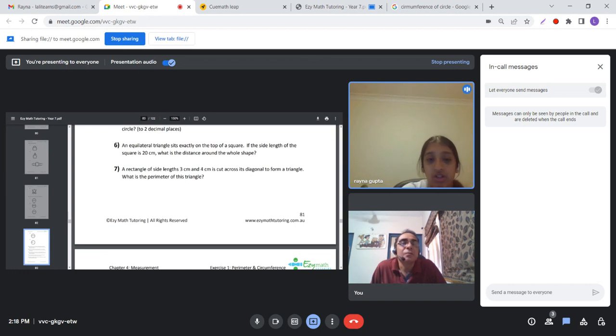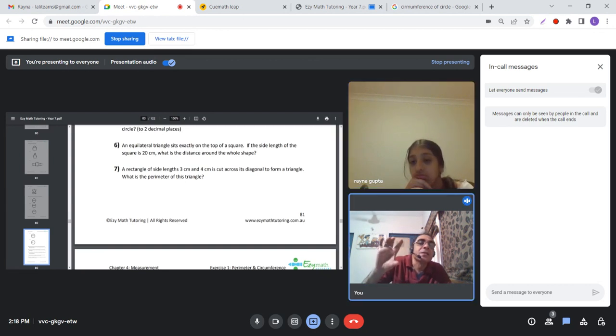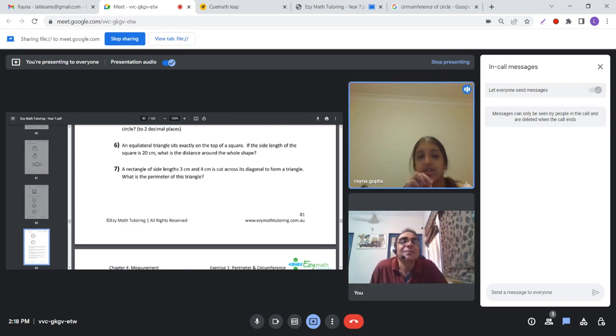It will be 400. 400. Yeah. 20 centimeters is the length of each side. Wait. 400.